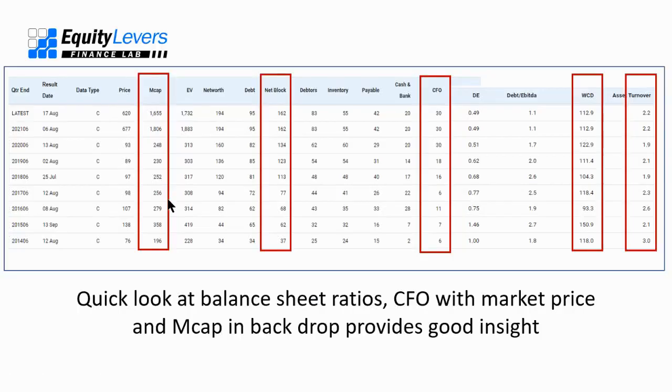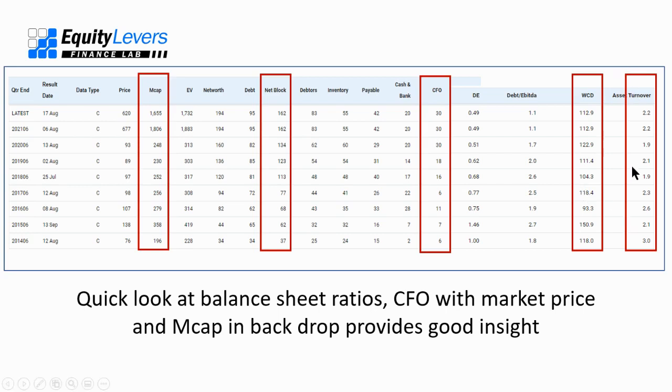Going down to the balance sheet, the way we have juxtaposed is that you will get the net block, the market cap, the cash flow from operations, the working capital days for each of the year end dates. So how does this help? If I look at a trend of working capital days, I can quickly say that this company is operating within its historic range, and there should be nothing to be alarmed about.